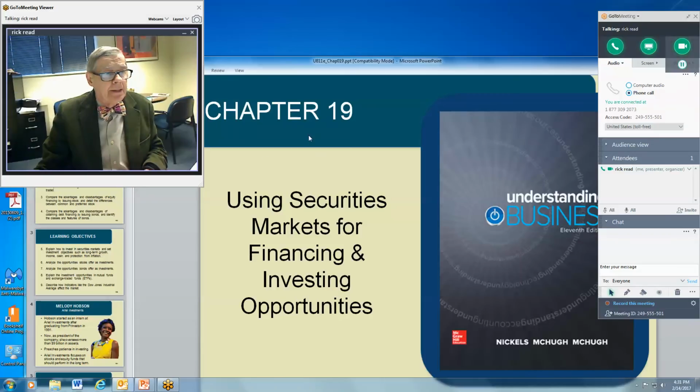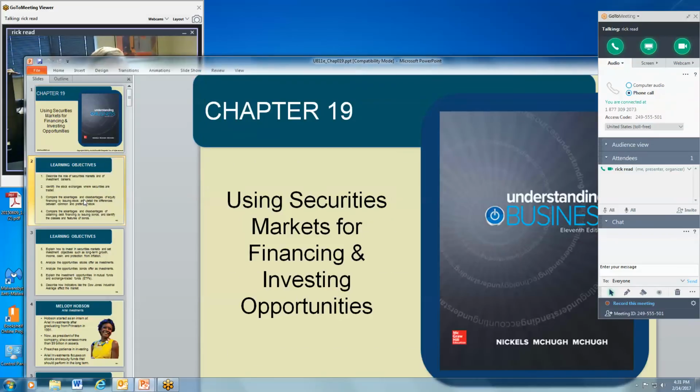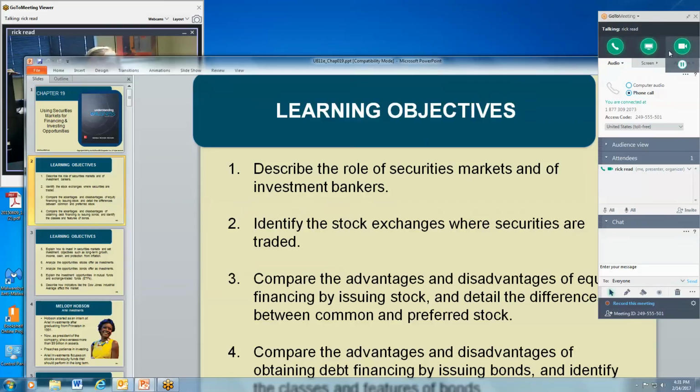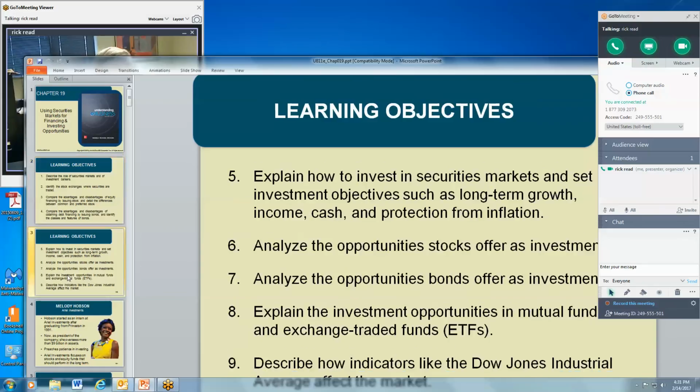So let's look at the learning outcomes, learning objectives for Chapter 19. Describe the securities markets and the role of investment bankers. Identify the stock exchanges where securities are traded. Compare the advantages and disadvantages of equity financing, which is done by issuing stock, and the difference between common and preferred stock. And then we're going to compare the advantages and disadvantages of obtaining debt financing by issuing bonds, identify the classes and features of bonds.